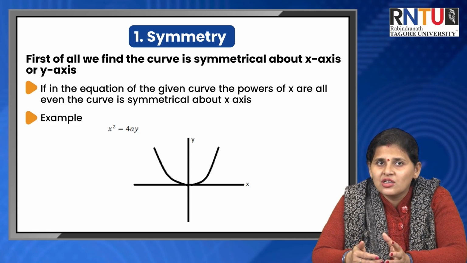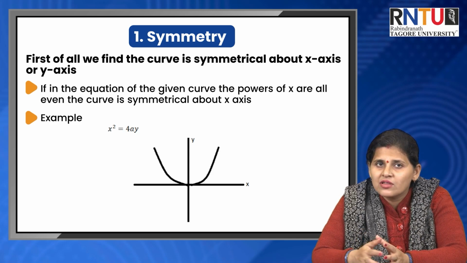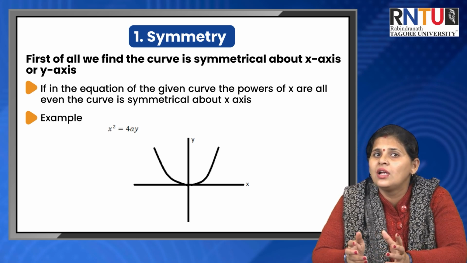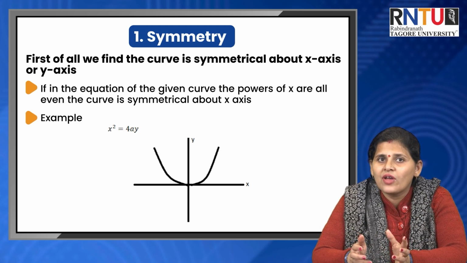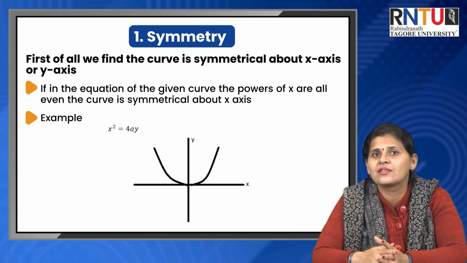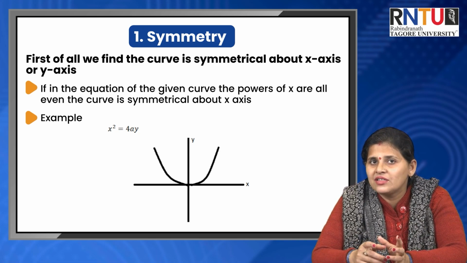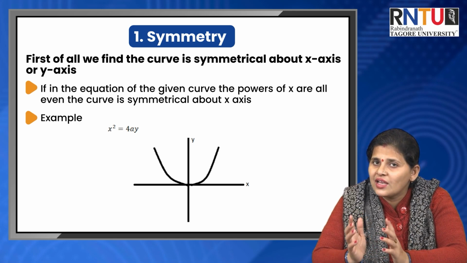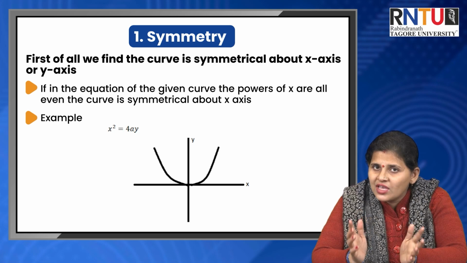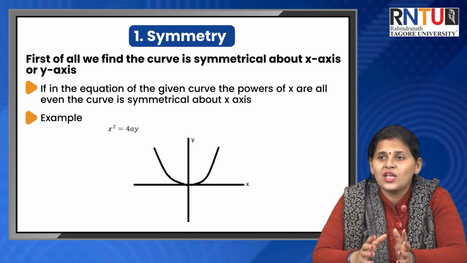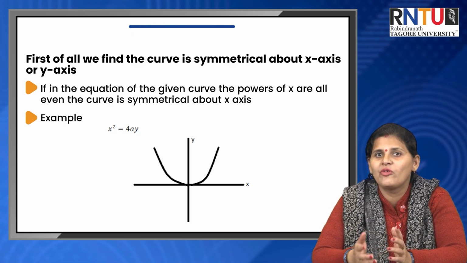If in the equation of the given curve the powers of x are all even, then the curve is symmetrical about the y-axis. In this figure the equation is x square equals 4ay. Then we see the shape on both sides of the curve is the same about the y-axis, so the curve is symmetric about the y-axis.